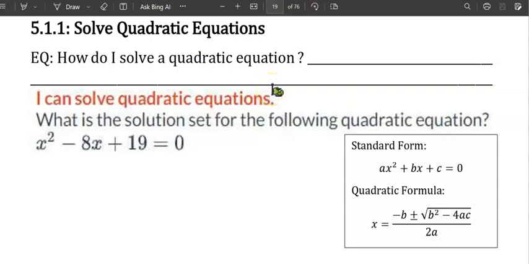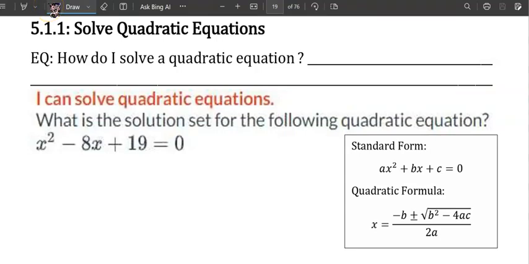5.1.1 Solve quadratic equations. The essential question is, how do I solve a quadratic equation? The skill is, I can solve quadratic equations. What is the solution set for the following quadratic equation? x squared minus 8x plus 19 equals 0.